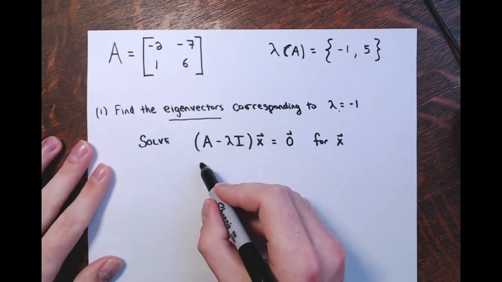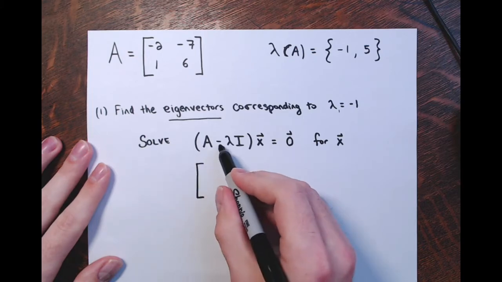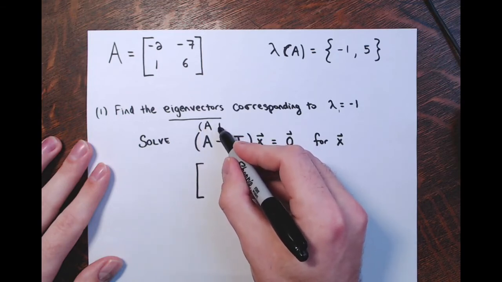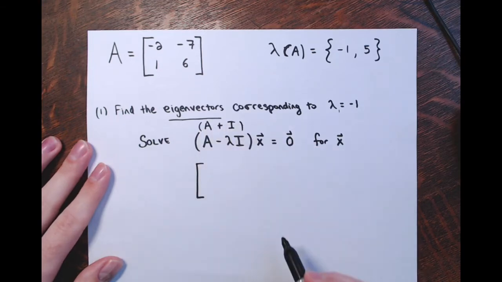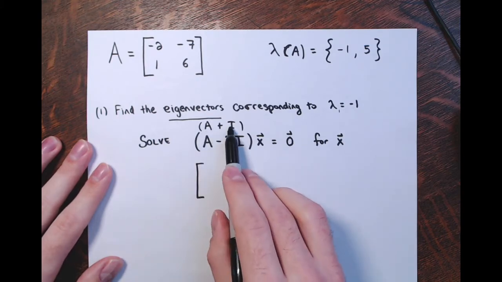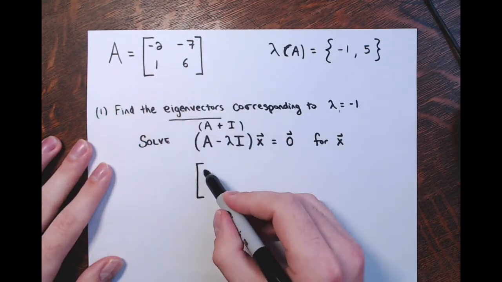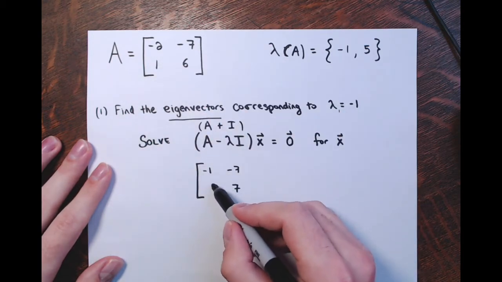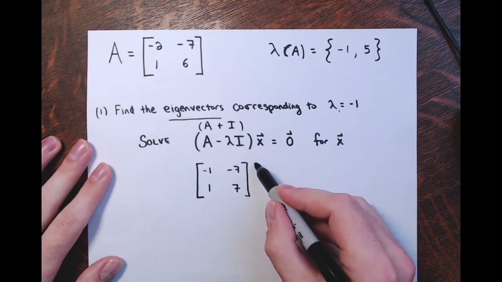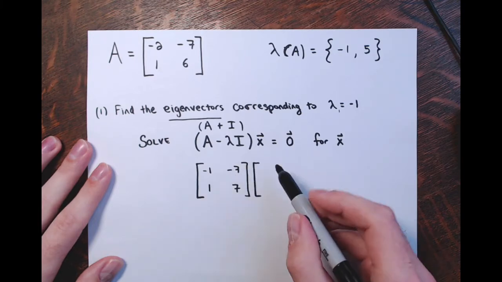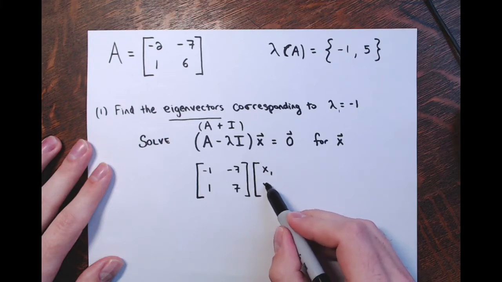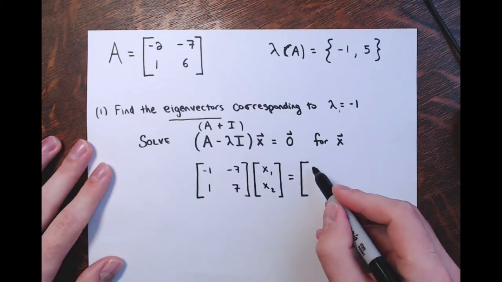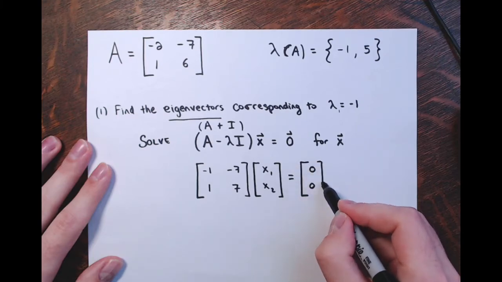Okay, so what does this look like? Well, when lambda is -1, this will just be A minus -1 I, or A plus I, times x. Now, A plus I is simply add 1 to the diagonals. So we have -1 and 7, and then the other stuff stays the same, -7, +1, times, and this is a 2 by 2, so my vectors are going to have two components, say x1, x2. And when's this equal to the two-component 0 vector?